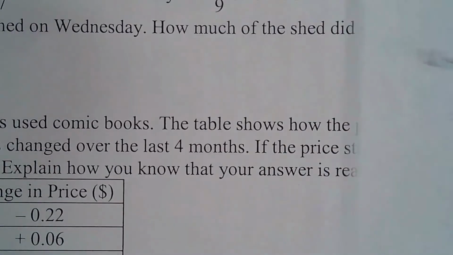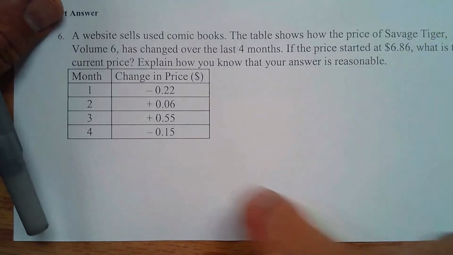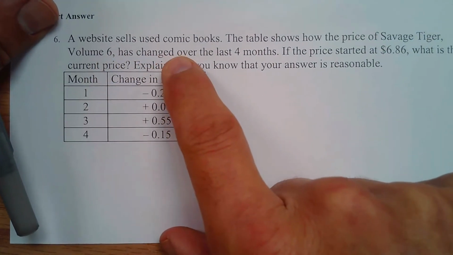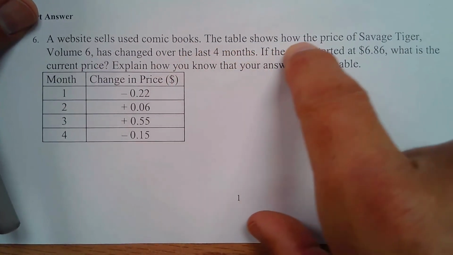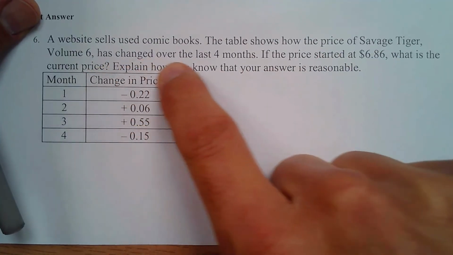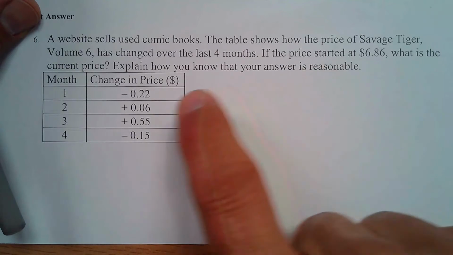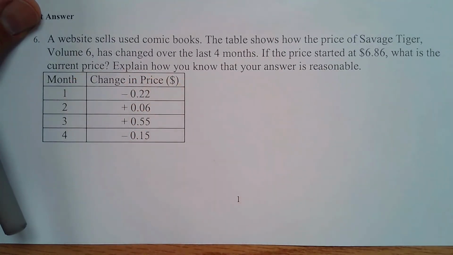Okay. Then we have the last one here, number 6. A website sells used comic books. The table shows how the price of Savage Tiger Volume 6 has changed over the last 4 months. If the price started at $6.86, what is the current price? Explain how you know the answer is reasonable.